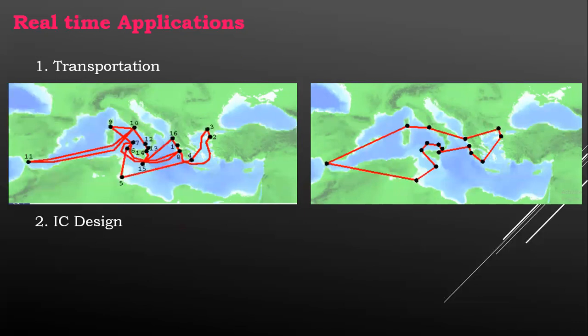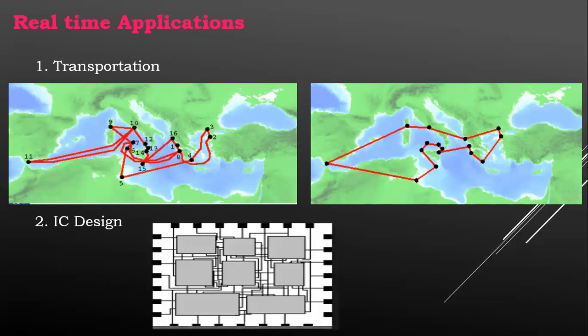And the second application will be IC design. When we are designing the IC, internally we have many circuits. All these will be connected through wires, which we call routing. For internal routing purposes, we'll use the traveling salesperson algorithm, because with this the shortest distance will be found, so that the time or power consumption will be reduced.